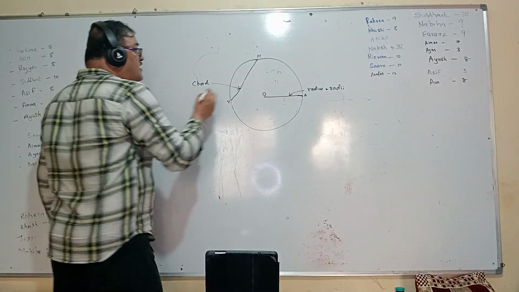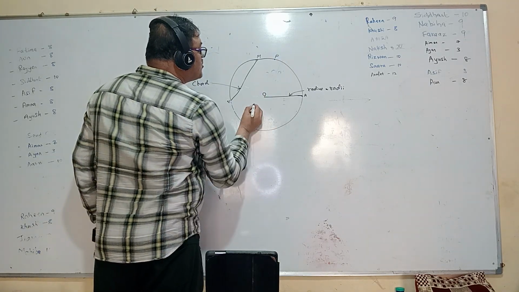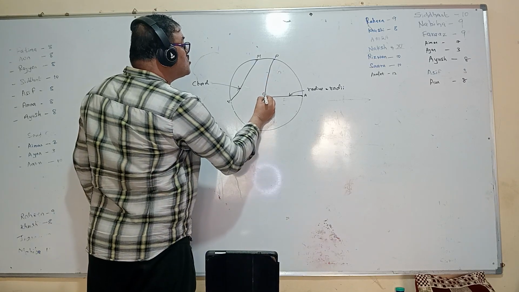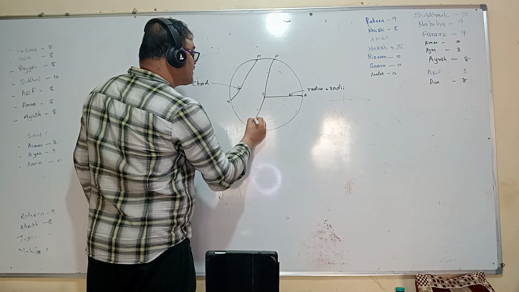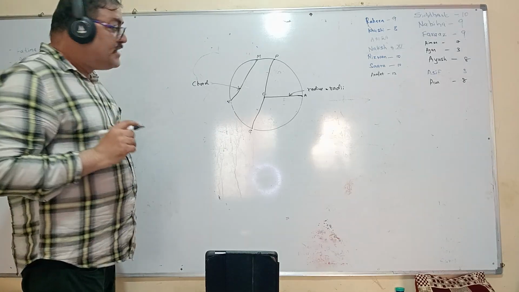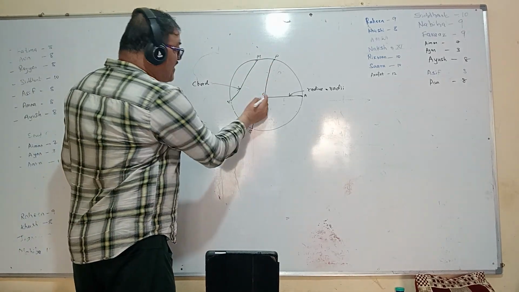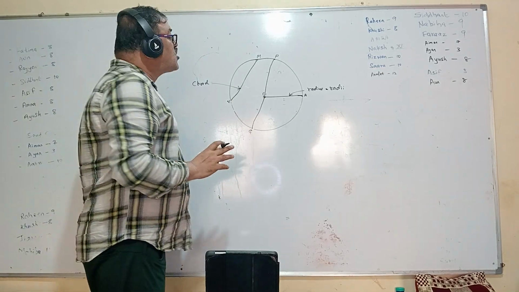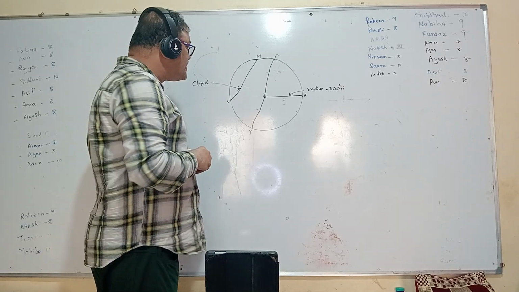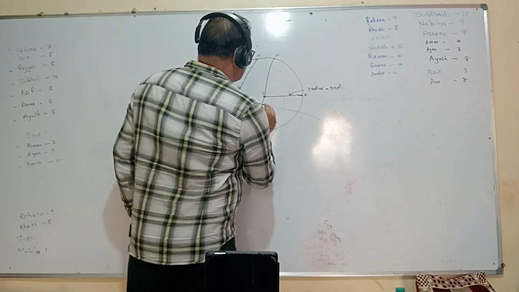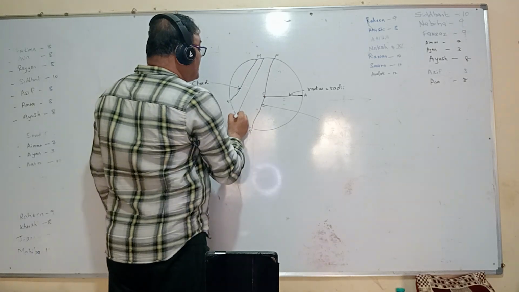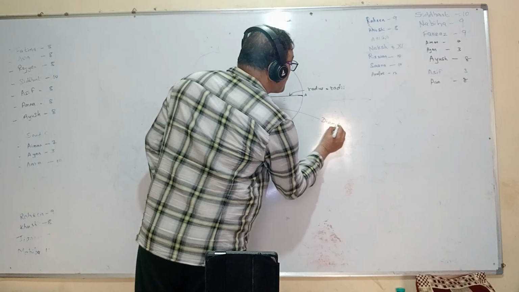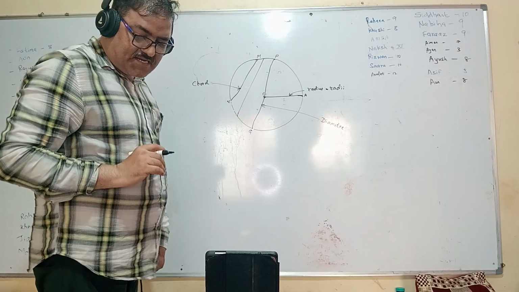Now suppose this is a chord. Like this, PQ is also a chord. I take any 2 points on the circle, P and Q, and I join them. What is this PQ called? PQ is a chord, but it is a chord which is passing through the center of the circle. A chord which is passing through the center of the circle is called the diameter. See, there can be many chords in the circle, but the diameter is the longest chord of the circle.